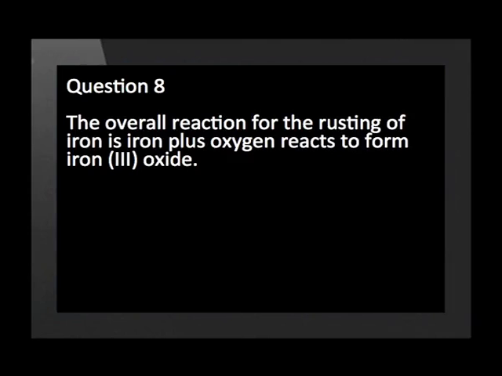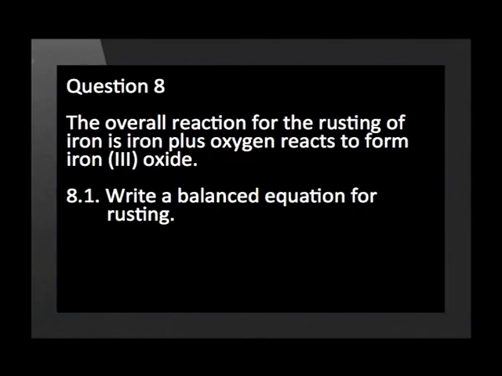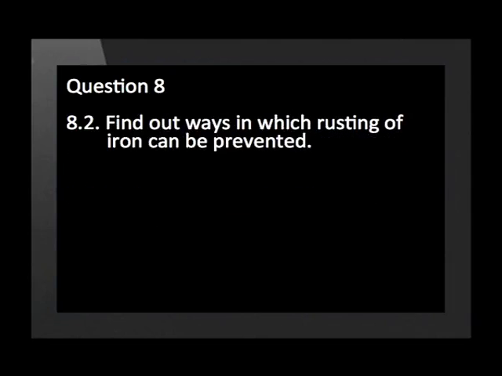Question 8. Iron rusts when it comes into contact with water and oxygen. The overall reaction for the rusting of iron is iron plus oxygen reacts to form iron(III) oxide. Write a balanced equation for rusting. When iron rusts, the metal in buildings and cars corrodes. Find out ways in which rust can be prevented.